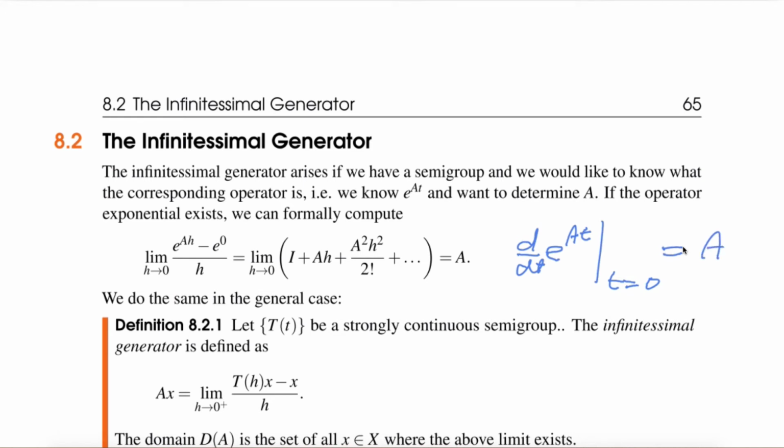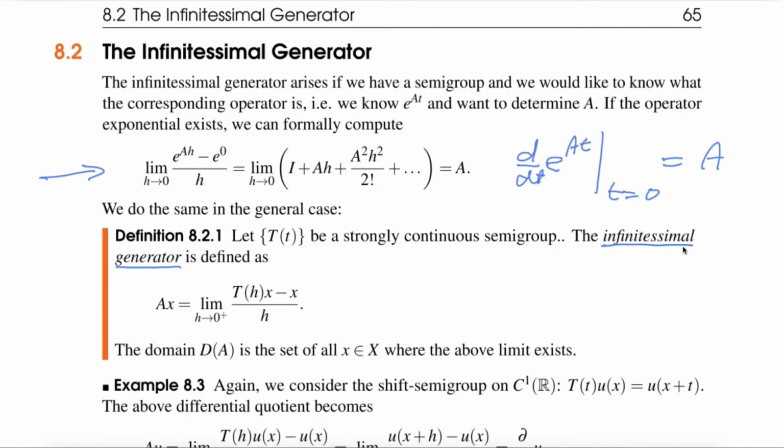And this is what we like to do in general. So here on the left, I wrote down the differential quotient for this derivative as h goes to 0, e to the Ah minus e to the 0 divided by h. And this goes to A if all of this exists. So this will be our definition for the infinitesimal generator.